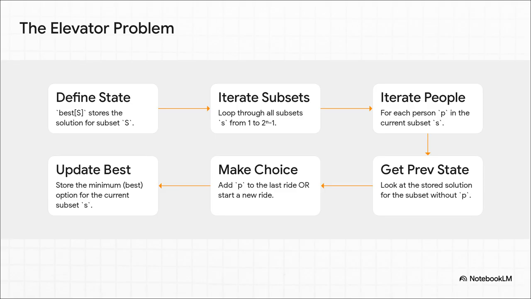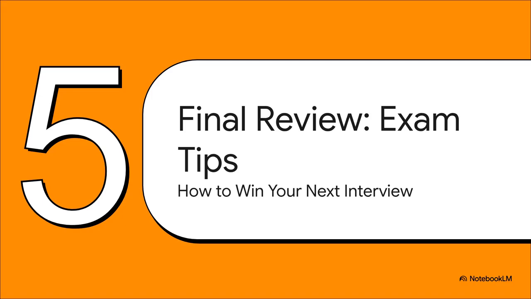Then we loop through all the possible subsets, starting with just one person and going all the way to the full group. For each person in a given subset, we look back at the solution we already found for the subset without them. And then we have two choices. Can this new person squeeze into the last elevator ride we calculated? Or do we have to start a brand new ride just for them? We take the better of those two options and store it as the best solution for the current subset. By building it up like this, one subset at a time, we eventually get the optimal answer for the whole group.